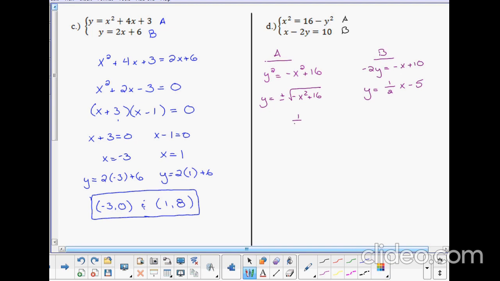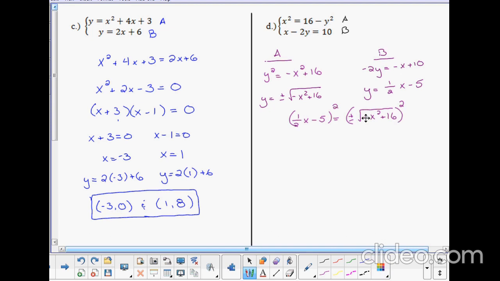So here I can essentially set the equations equal to one another. So 1/2 x minus 5 is equal to plus or minus the square root of negative x squared plus 16. I want to get rid of that square root, so I'm going to square both sides of the equation.